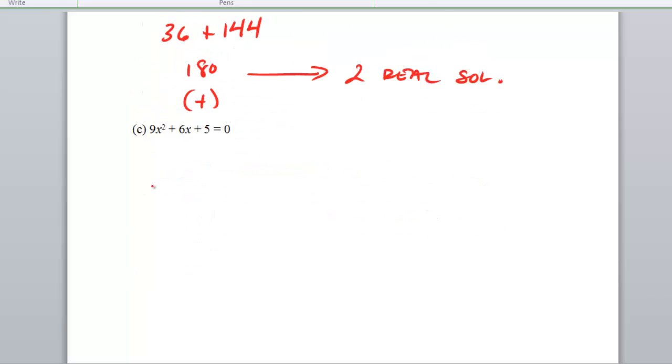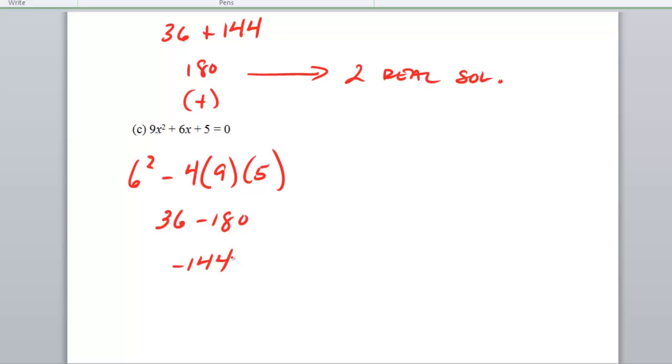And then lastly, we have 6 squared minus 4 times a times c. We have 36 minus 180, which leaves us negative 144. Again, it doesn't matter the actual value, just that it's less than 0. And this is going to tell us that we have two imaginary solutions. Alright, and that's the final video on the quadratic formula, using the discriminant to tell the number and type of solutions.